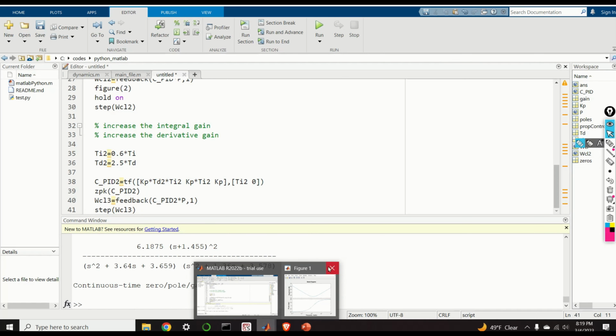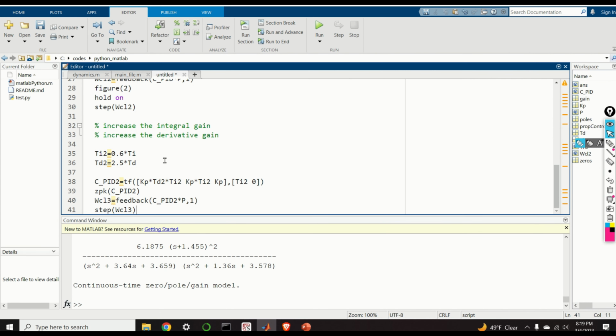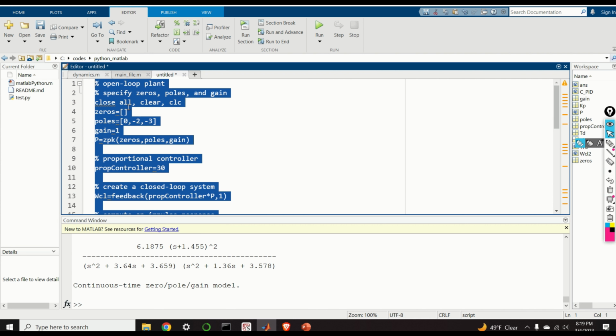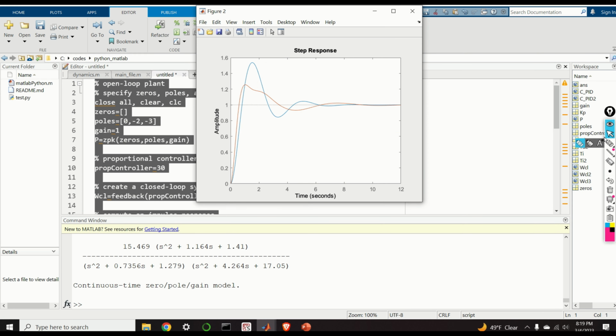Again, I will close these two windows, then I will run the code from the beginning, and let us see the responses. Okay, so here's our response. This is the initial controller, its closed loop response, and the second graph is the improved step response from the beginning of this video.